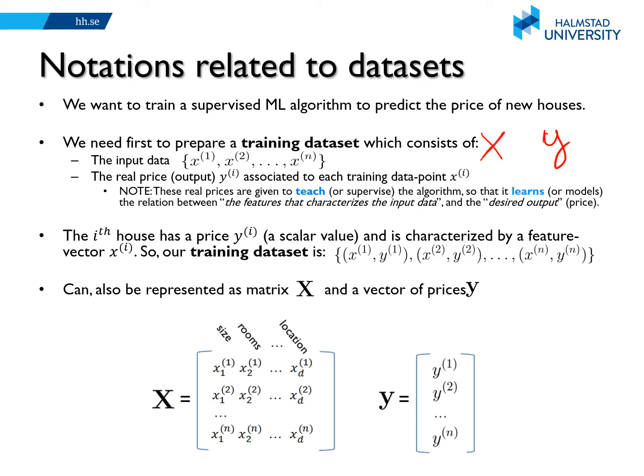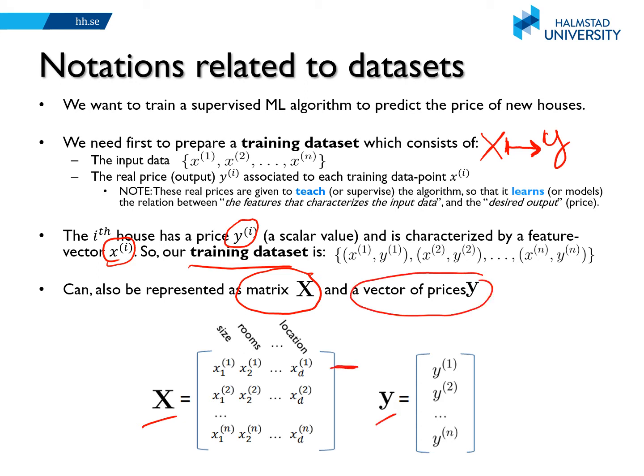These prices are given to teach or supervise the algorithm so that it learns to match or to model the relation between the input and the output. So in general, each house xi in our input data has a corresponding price yi. And therefore, our full training data set is represented by a matrix X and a vector of prices y. So for each house, each row in this matrix, we have a corresponding price. So here we have n houses, so we have n prices.